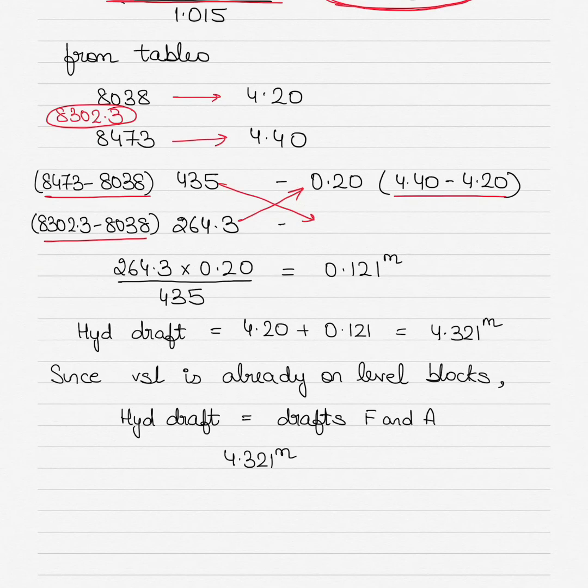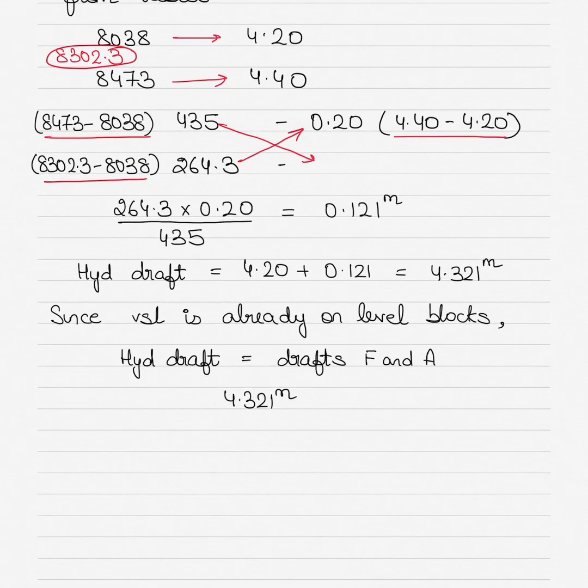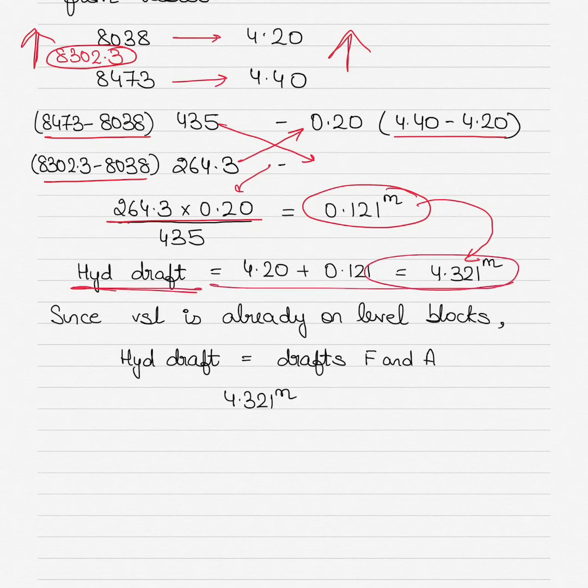The video is becoming quite lengthy. So you do a cross multiplication, you get the correction value for the draft. As your displacement has increased, your hydrostatic draft should be increasing. So you will take this correction value and add it to the hydrostatic draft here. And you will get the final hydrostatic draft 4.321 meters.